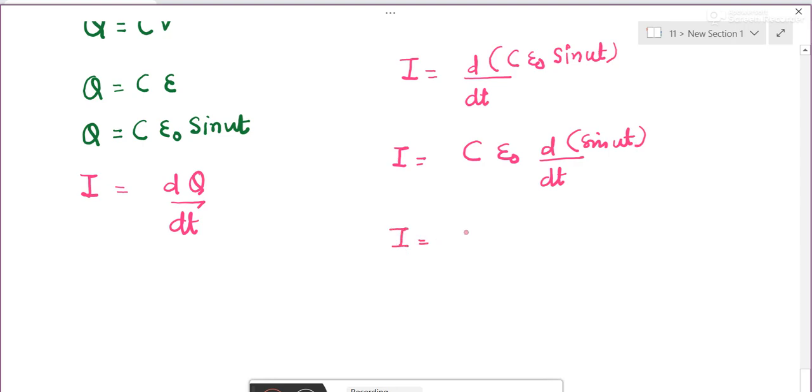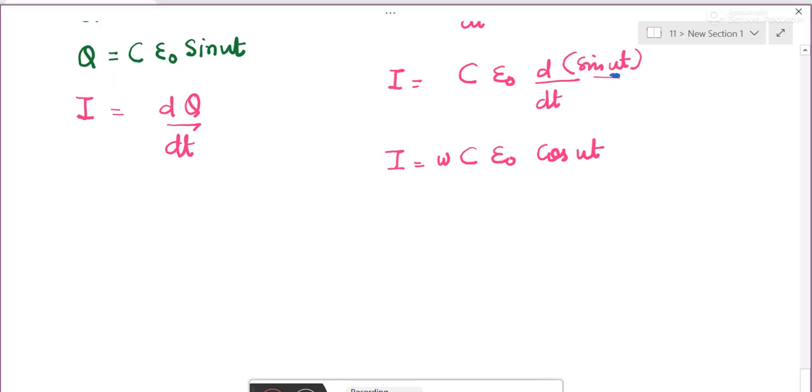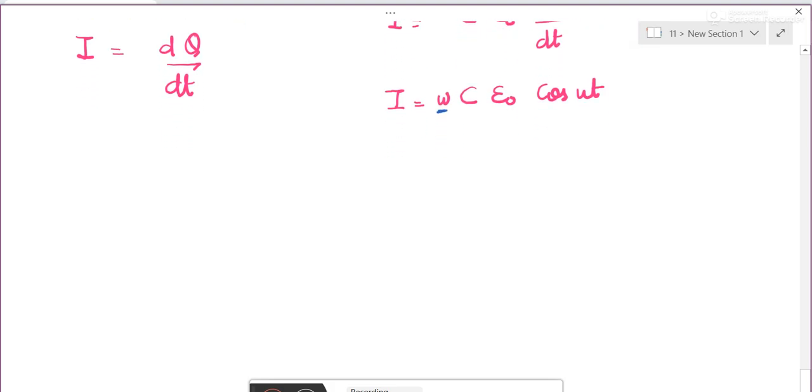So I is equal to C E naught, sine's differentiation will be cos omega t, and omega will come out. So this omega is coming out here. So we got this. Now this we will put as I naught, peak current, maximum current. So current's relation is this. Okay? And what was voltage? Voltage was E naught sine omega t.